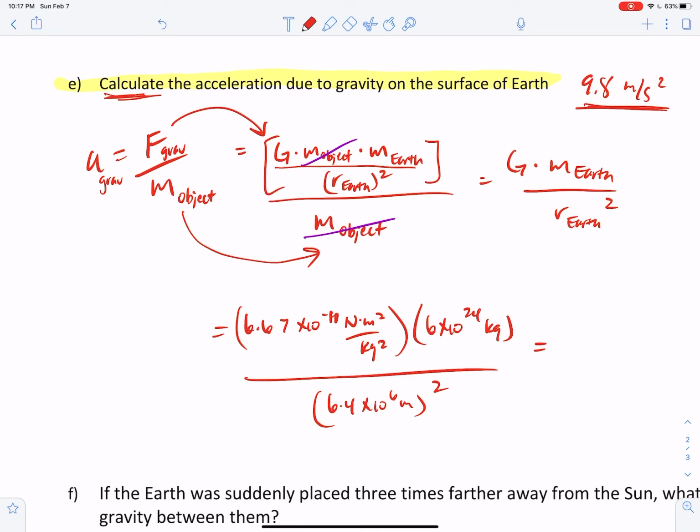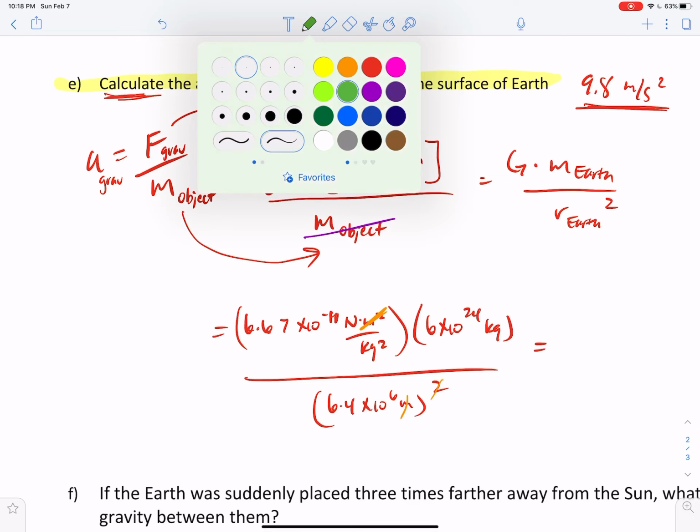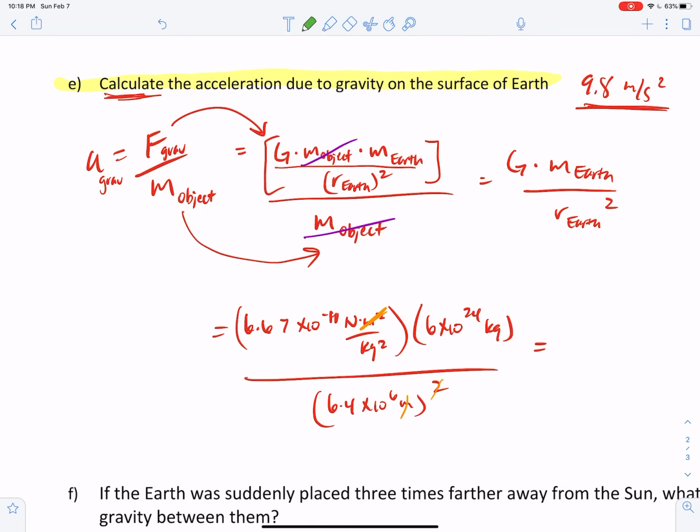Now, check out the units. We've got meters squared on the bottom. That cancels out with this. We've got kilograms here, which cancels out with the squared portion of that. So we're going to get something in newtons per kilogram. And the number, if you do the calculator work correctly, is 9.8.